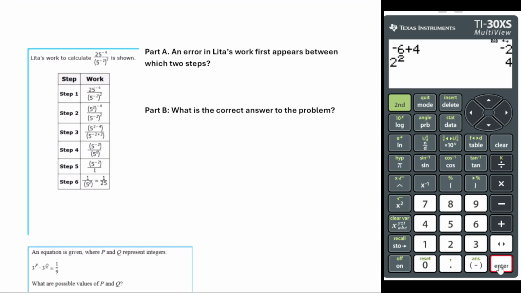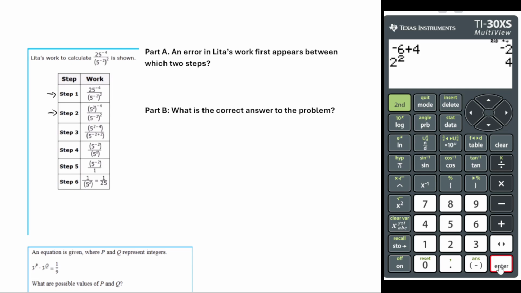So now we go to question number 4 here. Lena's work to calculate 25 to the negative 4 divided by 5 to the negative 2 raised to the second is shown. Okay, so let's take a look at how we can do this. Okay, let's look at step 1. Step 1, we're starting with what we have. Okay, so we go to step 2.